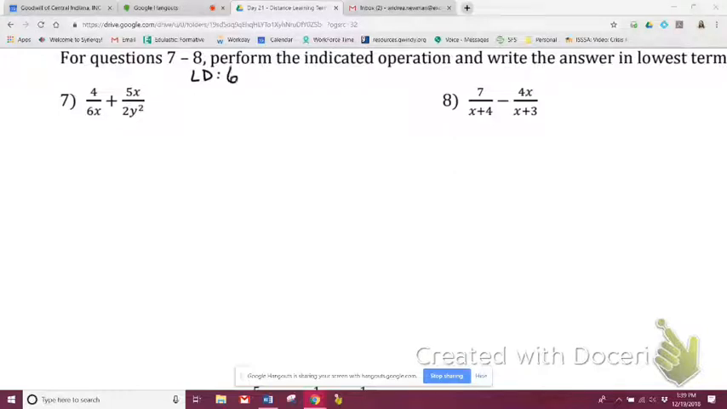So I would do 6xy squared as my common denominator, which means when you look at that first fraction, what is missing from the denominator? If I have 6x, I'm looking for 6xy squared. Just the y squared. So I'm going to multiply by y squared on the top, y squared on the bottom.